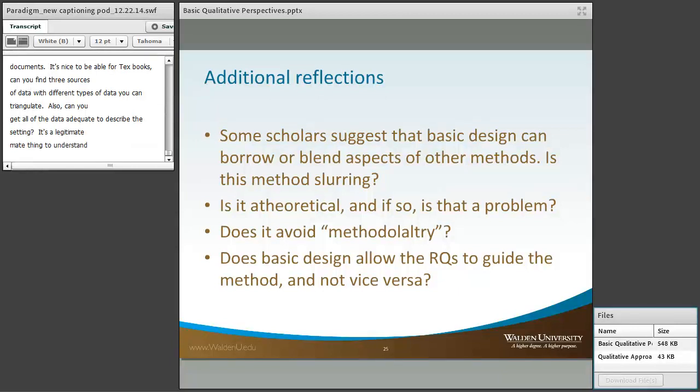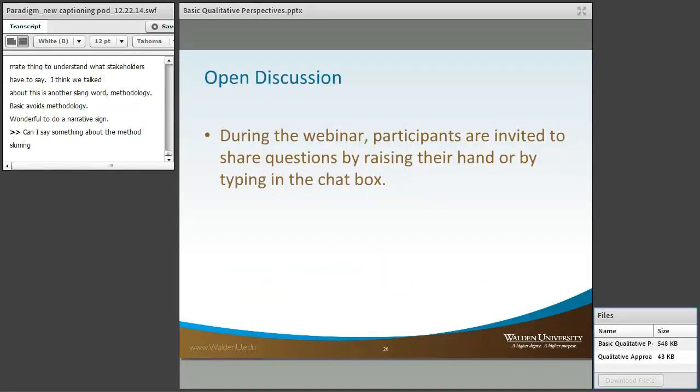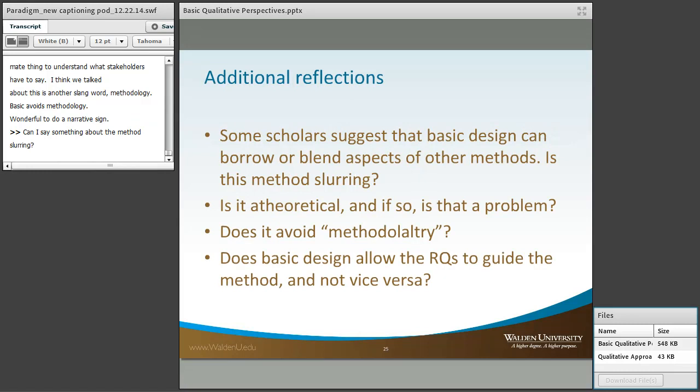I think we've talked about this. Another slang or jargon word I heard is methodolatry. Basic avoids methodolatry, I think, by saying, oh, narrative design is so wonderful, I've got to figure out how to do a narrative design. Right. Can I say something about the method slurring? Okay. Yeah. I want to say two things about that.